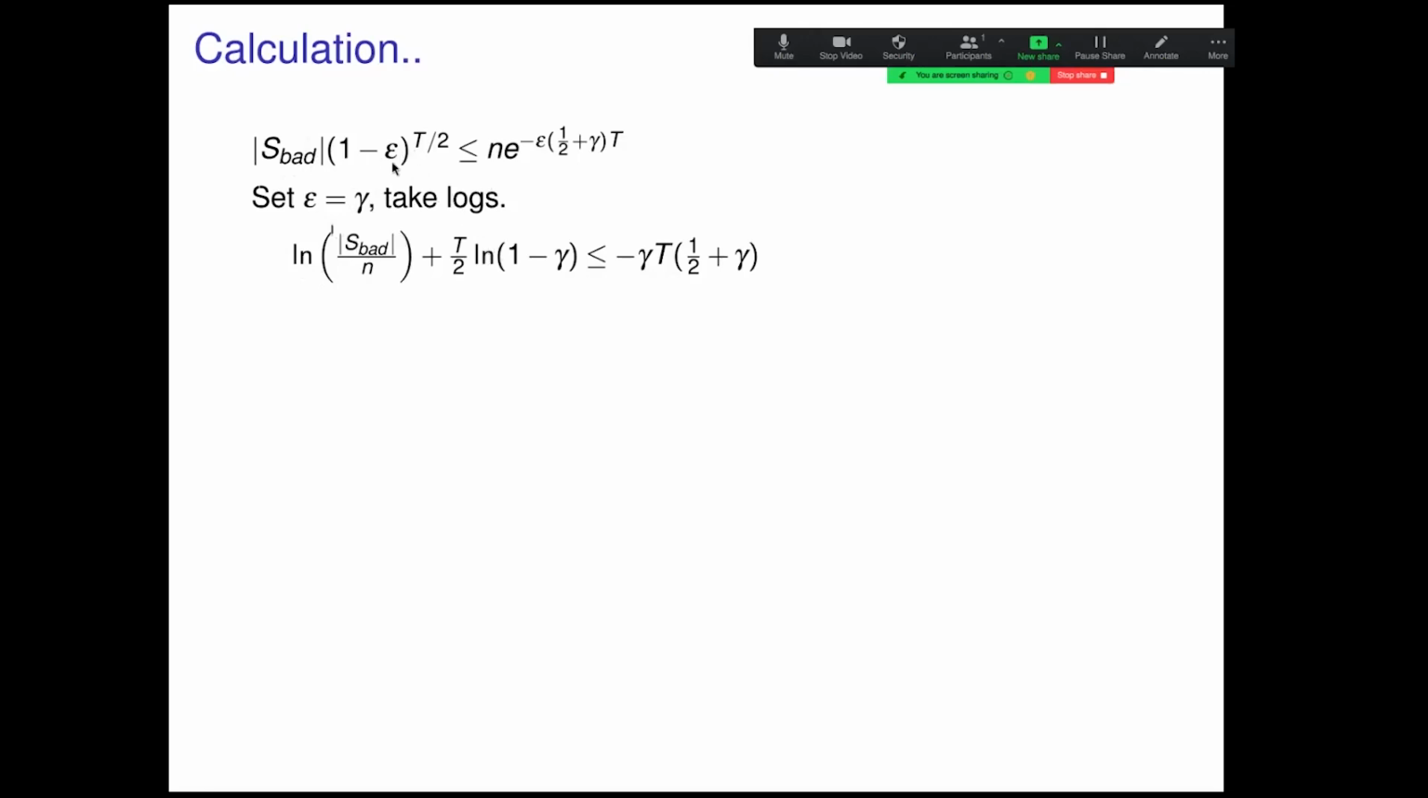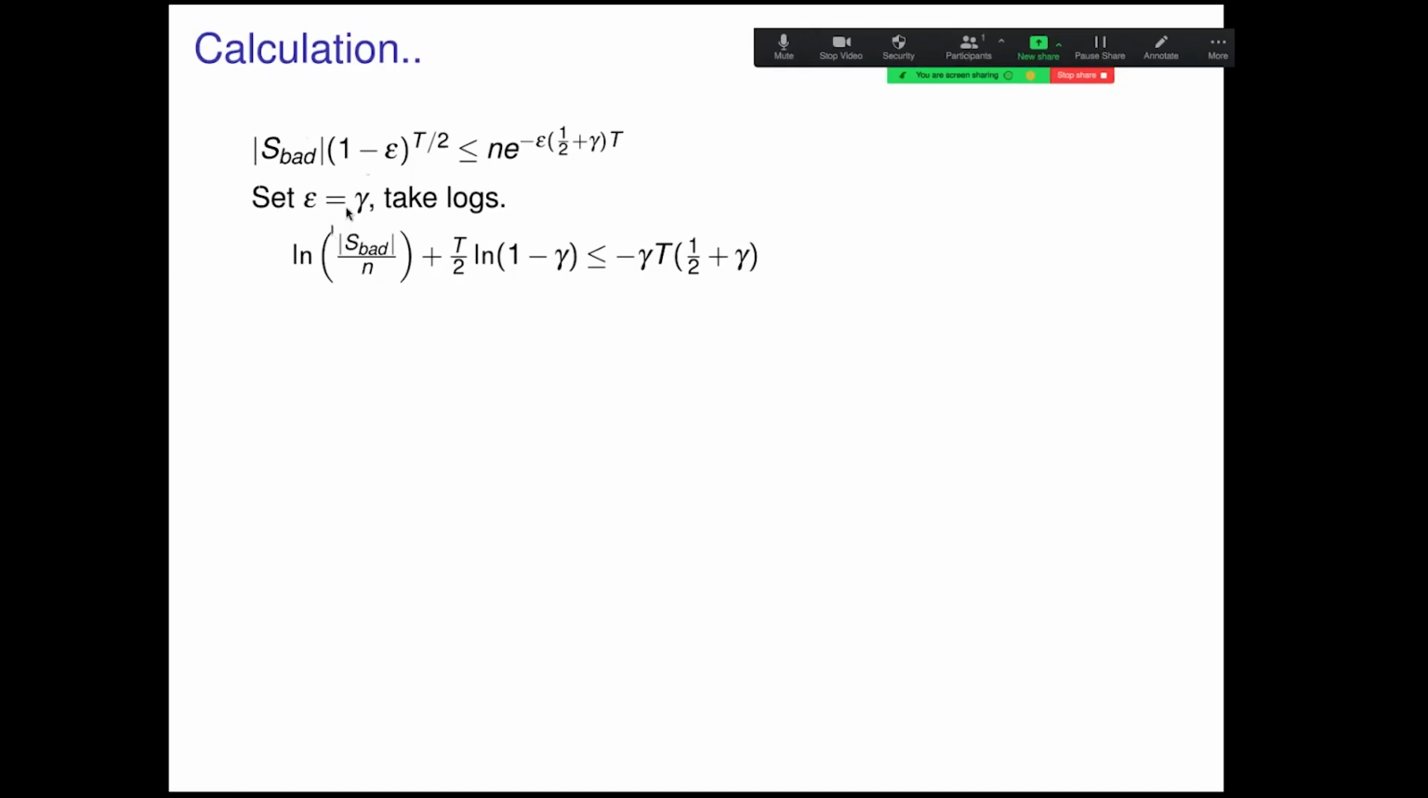Okay, and then when you take the log of the (1 minus epsilon) to the t over 2, the exponent t over 2 comes down. All right, it's just logs. Okay? And same thing here. Here it's easier because you already moved the n over to this side, so you just get the exponent.